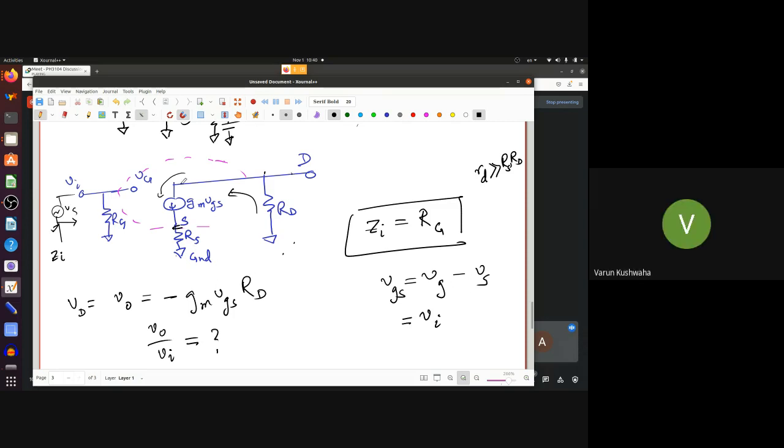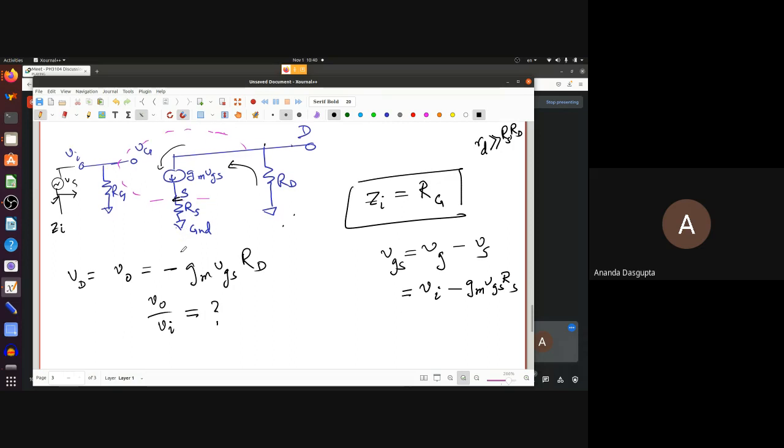That's straightforward, right? You know, current GM VGS times RS. It's just GM VGS times RS. This minus sign is simply this minus sign. VS is GM VGS into RS. A current of GM VGS flowing through RS produces a drop of GM VGS into RS. So that's the relationship between VGS and VI, but you have to bring this to the other side. So VGS is VI divided by 1 plus GMRS.